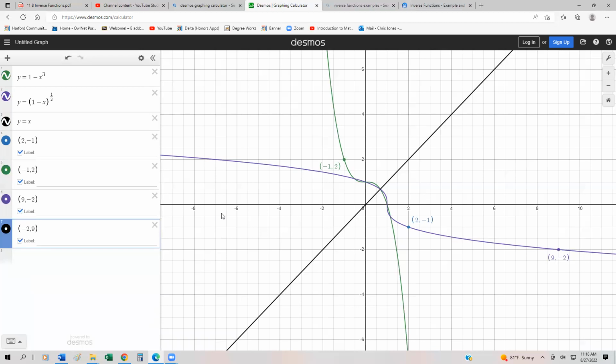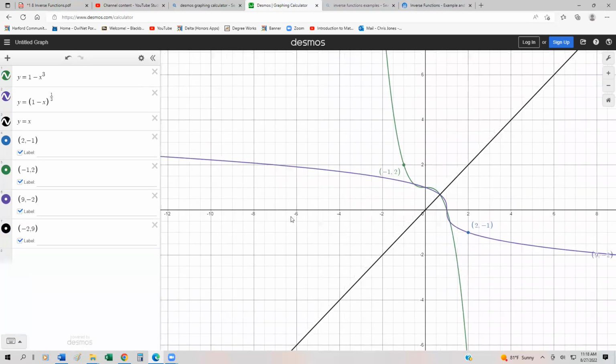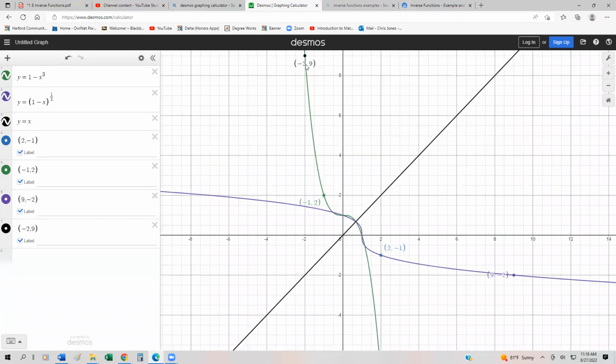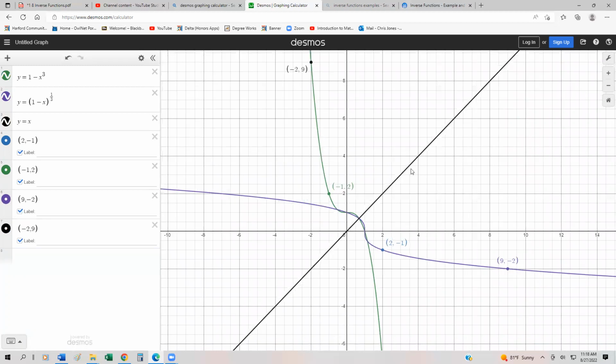And I would label that, and I can't see it because maybe I'm just not zooming. Oh, there it is. So yeah, it's right here. So again, these points are equidistant from this line y equals x. This doesn't prove that they're inverses, but it does verify.